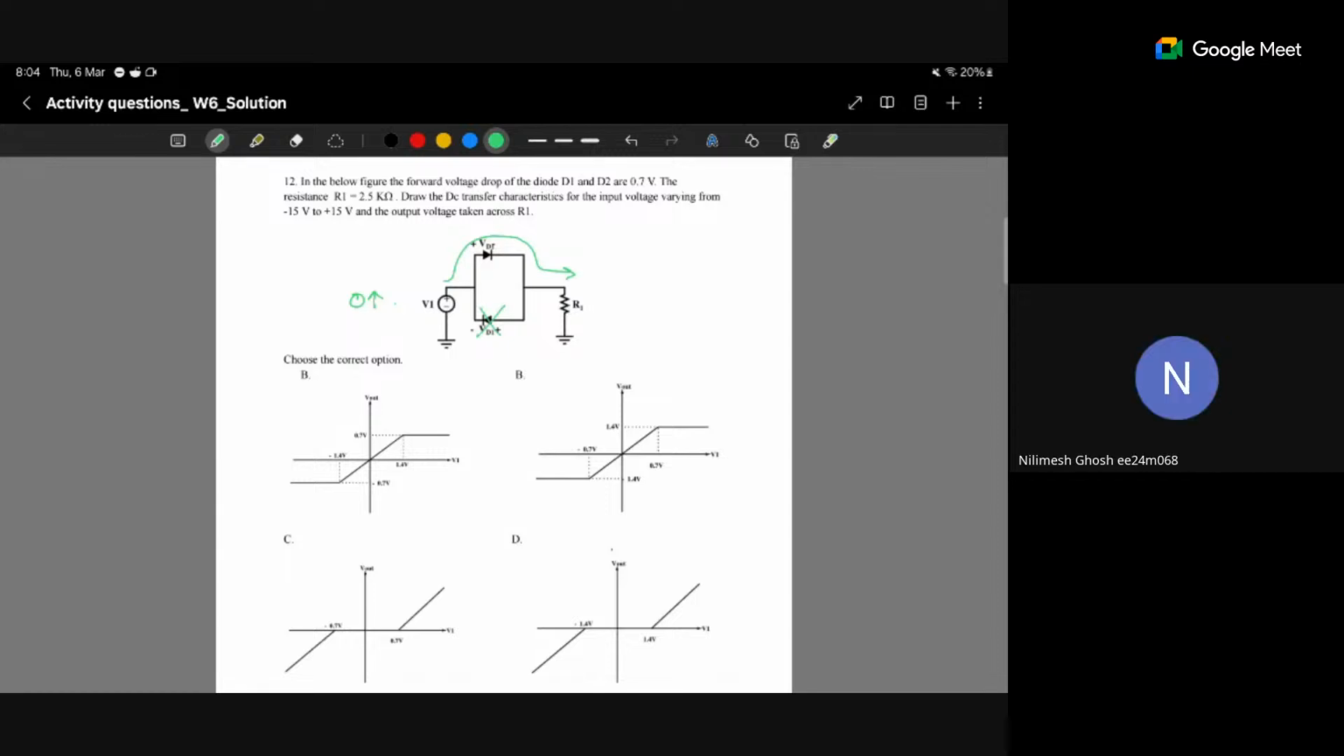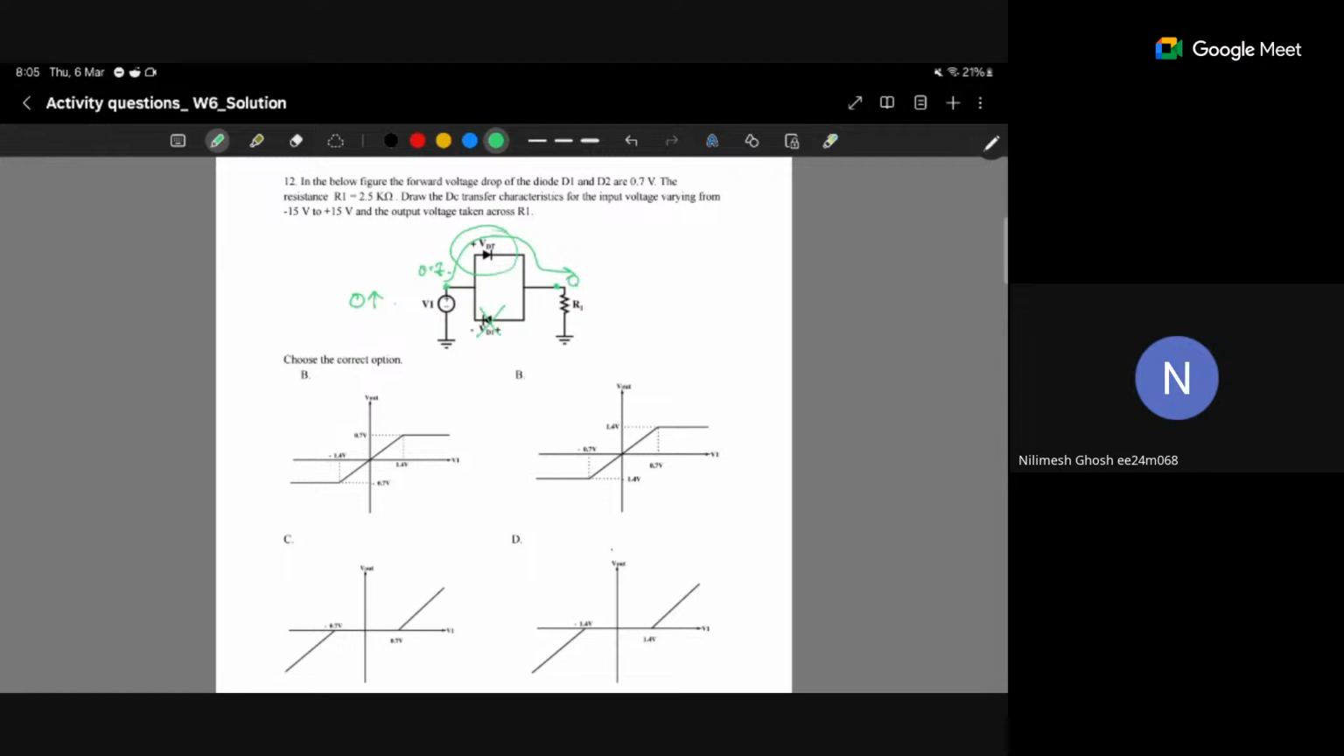No, because till 0.7 volt, if this is 0 volt, no current is flowing here. So this voltage is anyway 0. If we make it 0.1 volt, this voltage is still not enough to make this diode forward bias. So this story will continue till this voltage is 0.7 volt. Just after crossing 0.7 volt, the diode D1 will be forward biased, and whatever voltage is here, it will be dropped by some amount.